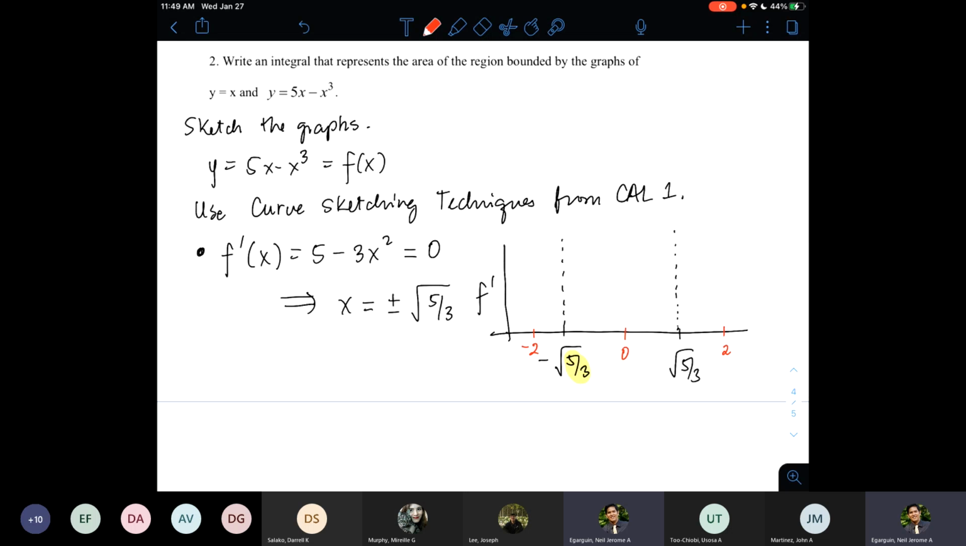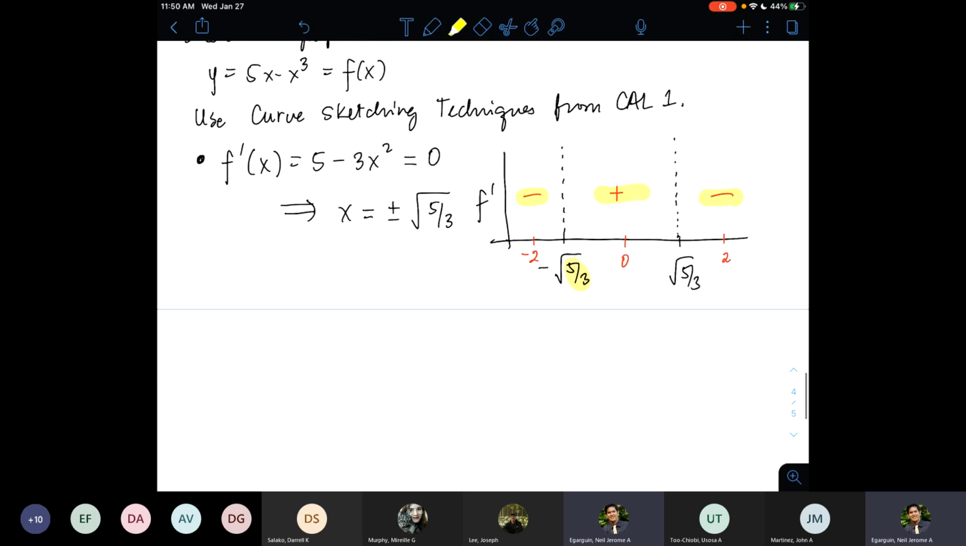And if I plug -2 into the derivative, I'll get a negative sign. Then I'll plug in 0, I get a positive sign. And if I plug +2 into f prime, I get negative. So I know over this interval, the function is decreasing. Over this interval, the function is increasing. And over this interval, the function is decreasing. So, what can we say more?